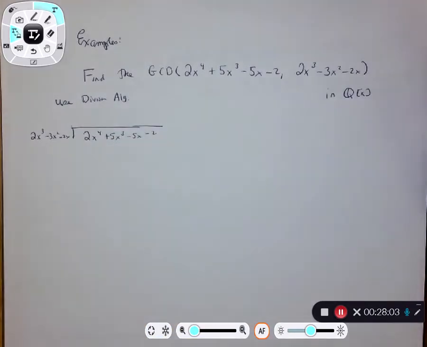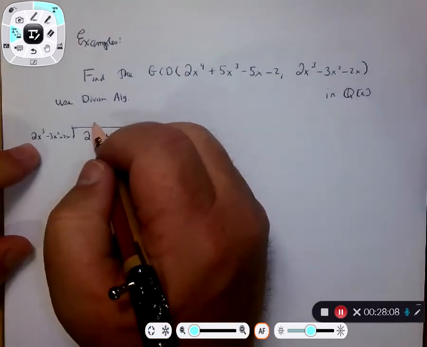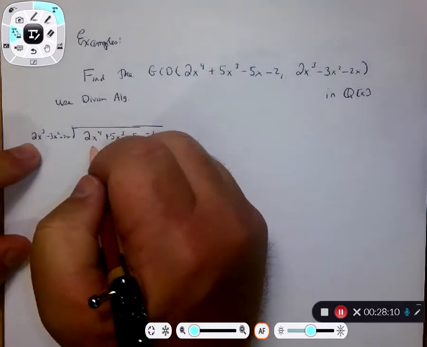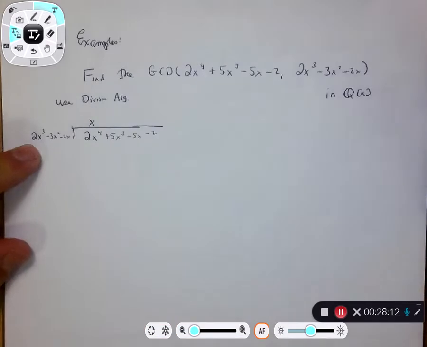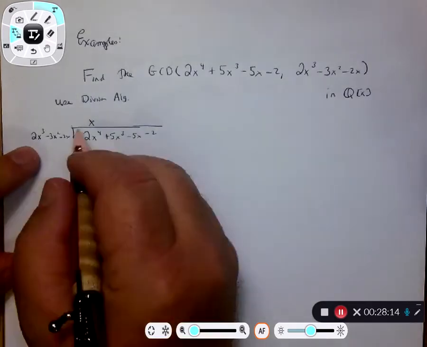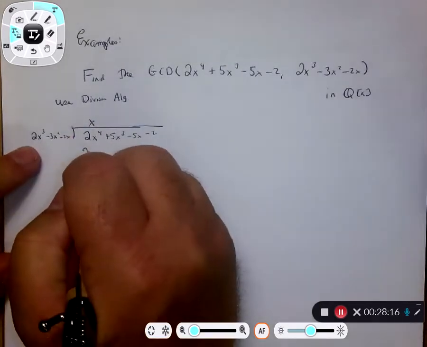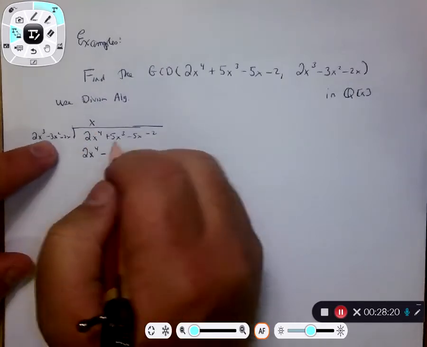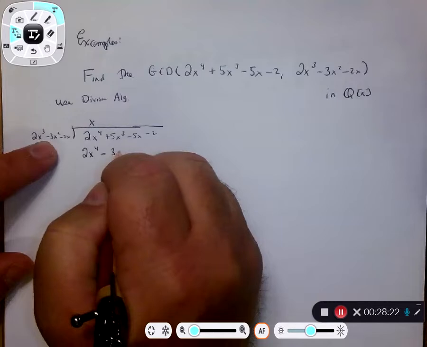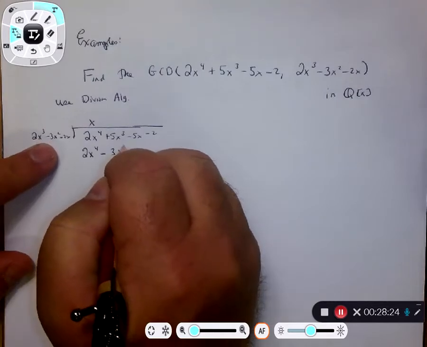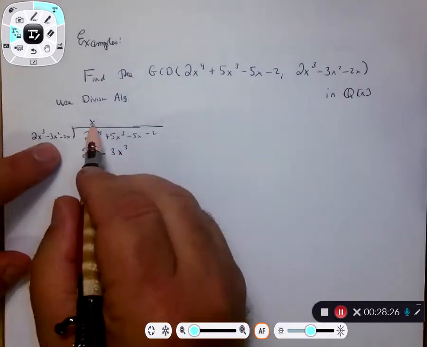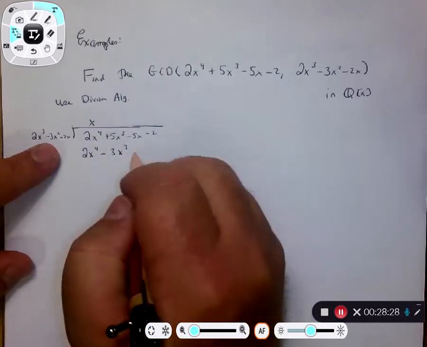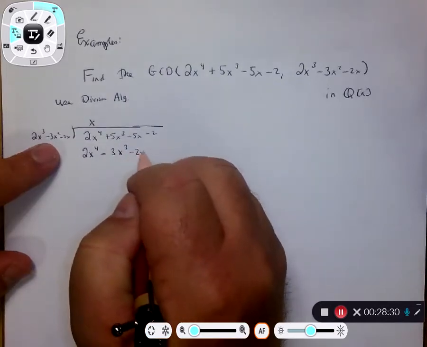So let's play the long division game, of which you have no choice on this one. What times 2x cubed is 2x to the fourth? That'll be just x. I'm going to distribute. 2x cubed times x is 2x to the fourth, minus 3x squared times x is minus 3x cubed, and x times a minus 2x will be a minus 2x squared.